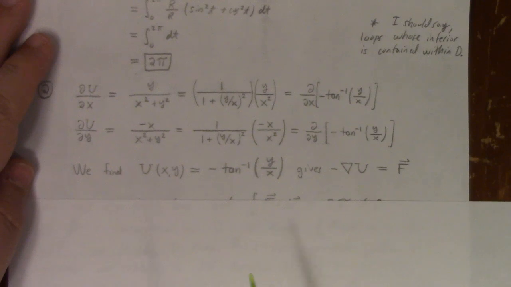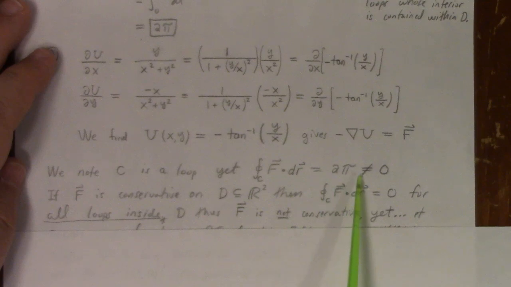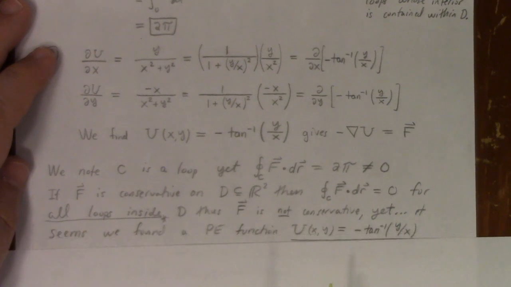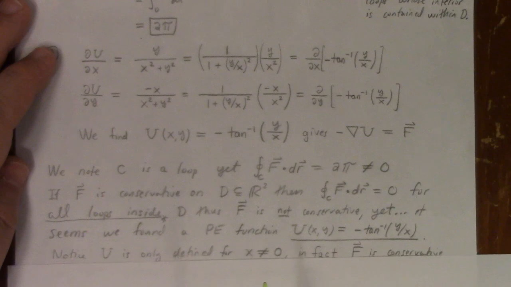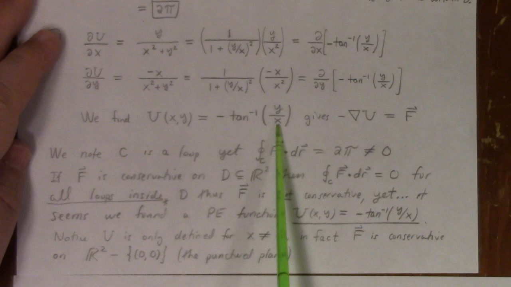Here's the thing. There's a fine print involved, because you have to have f equal to minus the gradient of the potential energy function over the whole domain of the function. And so that's the thing. C is a loop, all right? And we have that non-zero integral. But if f was conservative on D, a subset of R2, then the integral around the loop should be 0, right? For all loops inside D. So that means f is not conservative, yet it seems we found a potential energy function, right? But here's the thing. The potential energy is only defined for x not equal to 0.